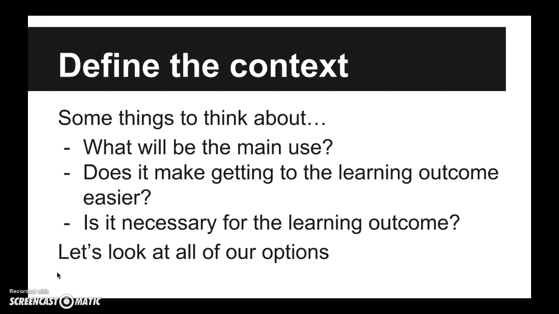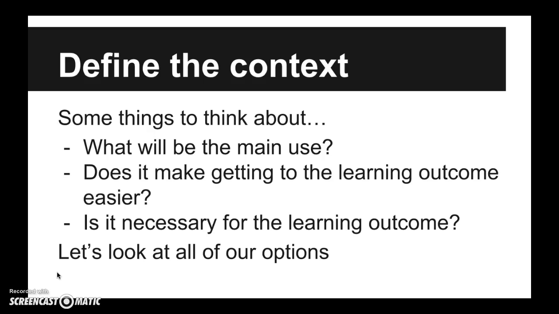Let's define the context. Here are some things to think about. What will be the main use of the technology or software? Does it make getting to the learning outcome easier? Is it necessary for the learning outcome? For certain classes, I'm thinking of a chemistry lab right now, they need certain technology to get to their learning outcome when they're doing labs. So certain pieces of technology are absolutely vital. Other pieces of technology really help a lot, but they're not always necessary.